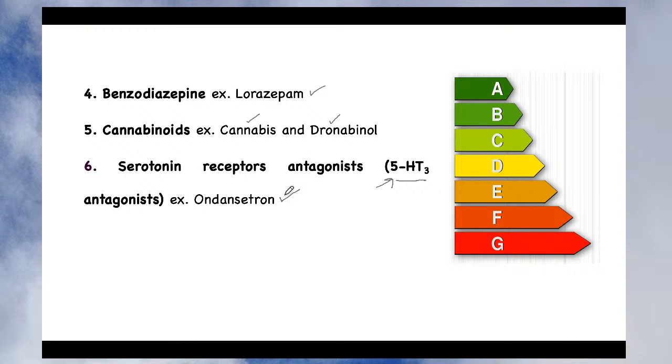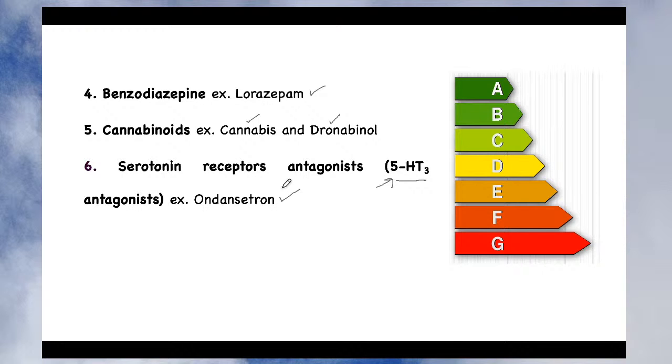So ondansetron is one of the widely marketed anti-emetic drugs, sold under the brand name Ondem. You may have also used the Ondem preparation, which is available in tablet form. Also it is available as a liquid preparation, especially for children and infants if they are suffering from excessive vomiting. Okay, so these are the 6 categories of drugs which produce very good actions against nausea and vomiting.